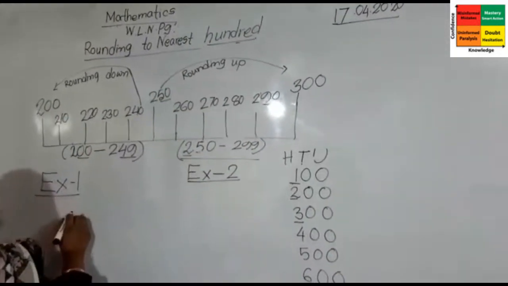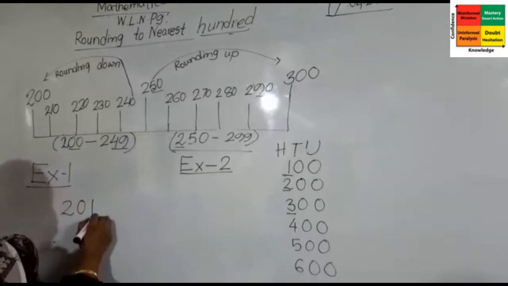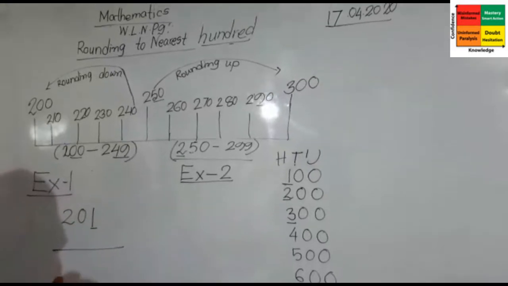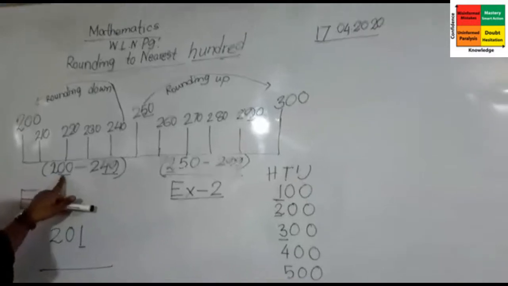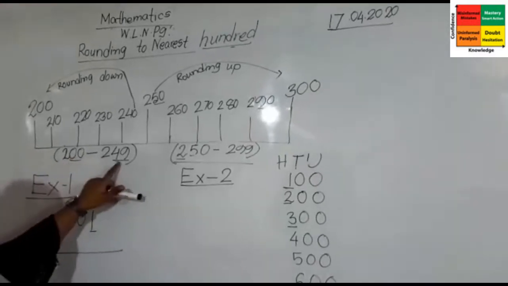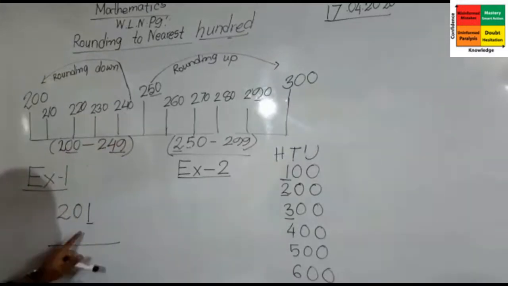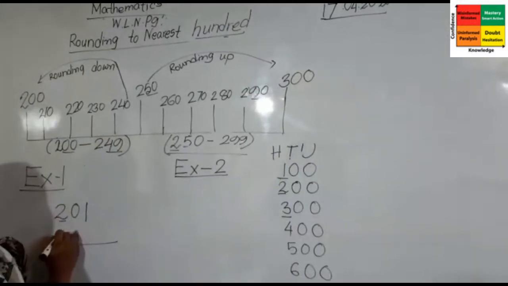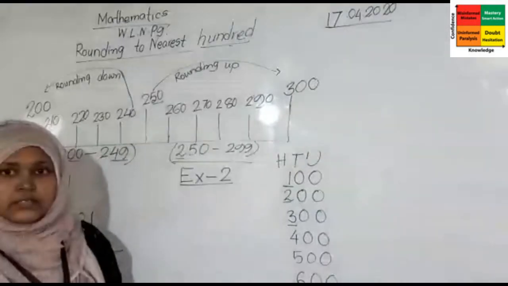If I give you 201, you can see in 201 the right side number is 1, which comes up to 49. It didn't go beyond 49. If the number is up to 49 or within 49, this 100 will remain the same.